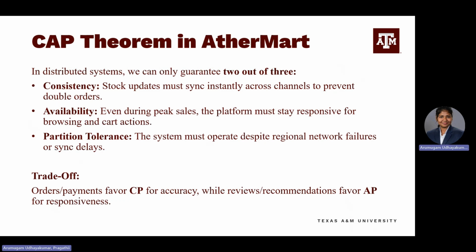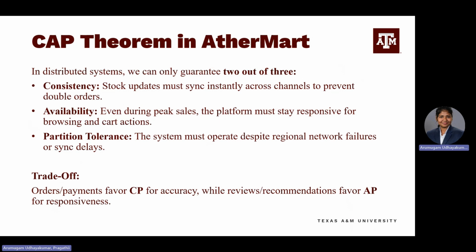CAP theorem. In distributed systems, we can only guarantee two of the three following characteristics: consistency, availability, and partition tolerance. Consistency is nothing but every user sees the same most recent data at the same time. Availability is that the system always responds to requests even if some nodes fail. And partition tolerance basically means the system keeps working correctly even if the network connection fails.